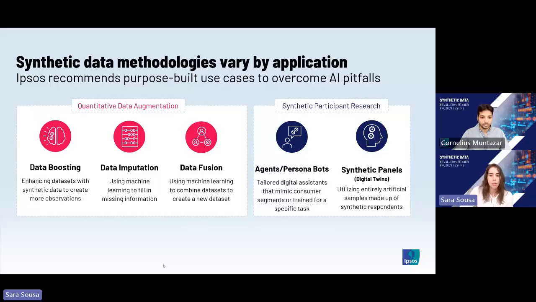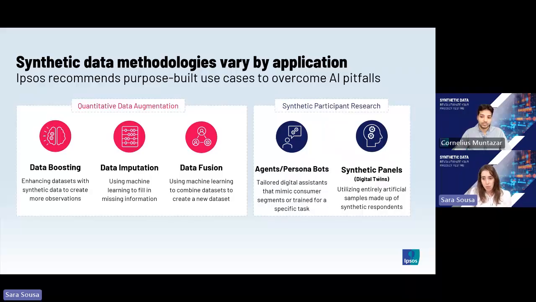I would like us to go into each of these categories to understand a bit more how they can be applied. Data boosting, the one on the far left, is the methodology that we'll talk about the most today, specifically in the context of product testing, but it can be applied beyond it. Data boosting means adding synthetic respondents to increase the sample size of an existing data set. Thus, it creates a more robust sample, a more representative sample.